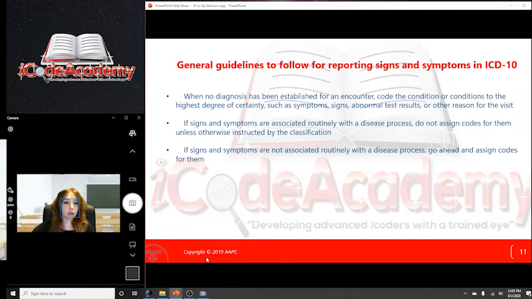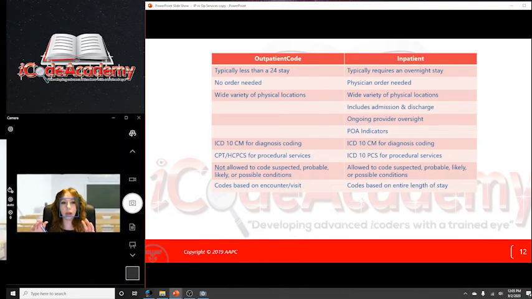So let's take a look here at a little visual guide, if you will, as far as the difference between outpatient coding and inpatient. So again, outpatient is typically less than a 24-hour stay, while inpatient could be more than 24 hours, typically overnight, up to several months or years, whatever the patient needs. There is no order that is needed for outpatient, but a physician order is needed to admit a patient from either an ER to an inpatient status or from outpatient to inpatient. So we do need that order within the documentation.